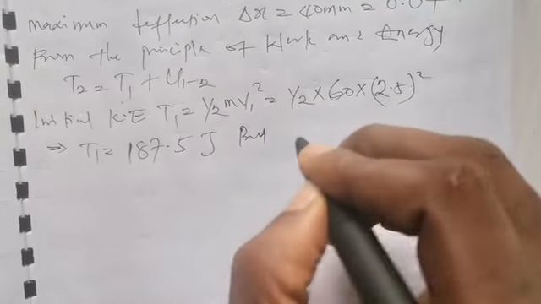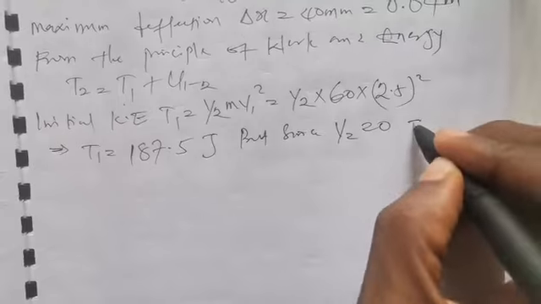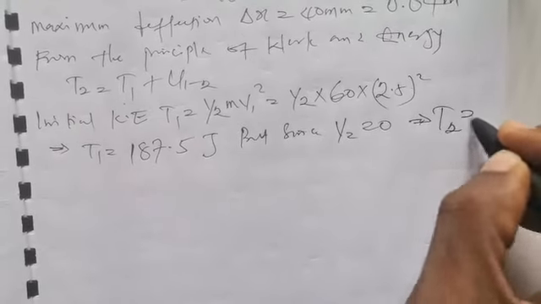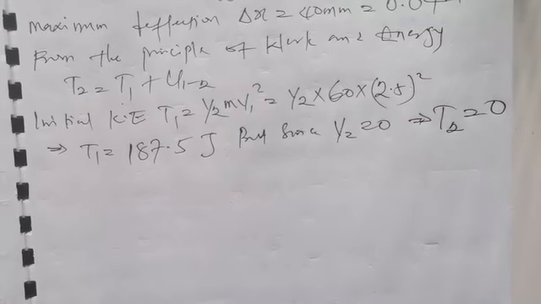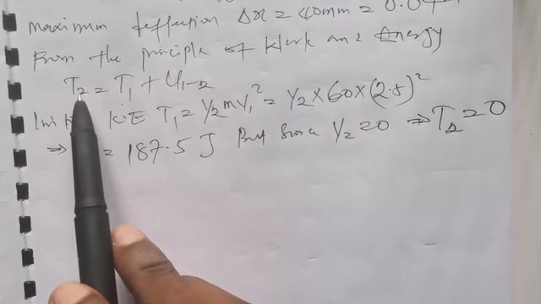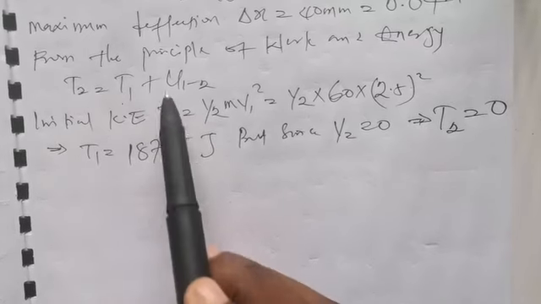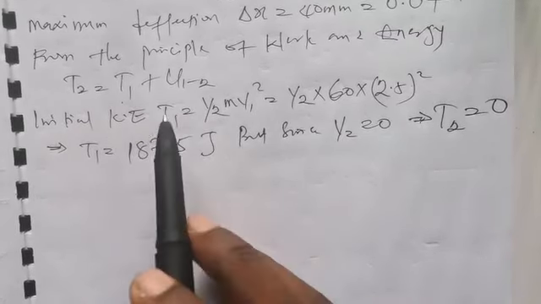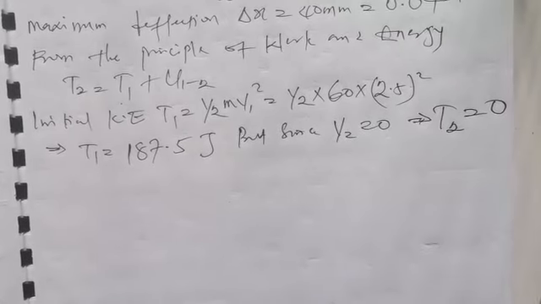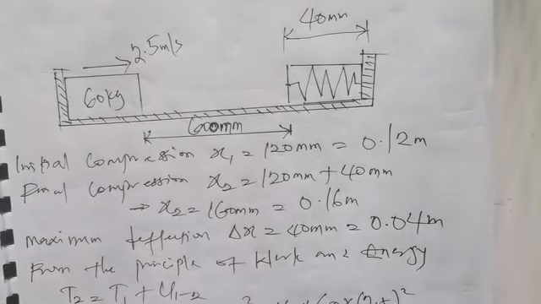But since V2 is equal to 0, this implies final kinetic energy T2 is equal to 0. So that means we found the first two parts of the work and energy principle. T2 is 0 and we have a value for T1. Now, what then is the work done? U1 to 2 simply means work done. Now, let's take a look at the diagram once more.